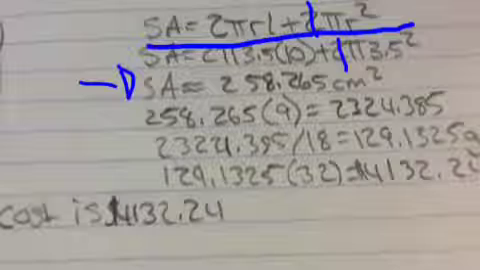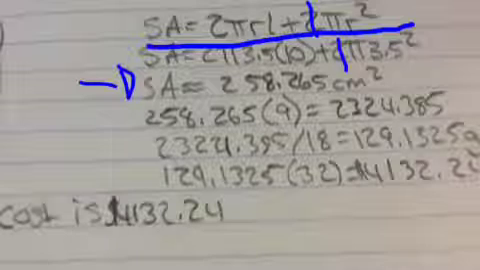And in the write-up it says we're going to multiply by 9, because there are 9 cans that we're doing. So we took the 258.265 and multiplied by 9 to get our final total surface area of all the cans as 2,324.385, which is perfect. And then from there, we're going to divide by 18, because I believe it was 18 square centimeters per gallon.